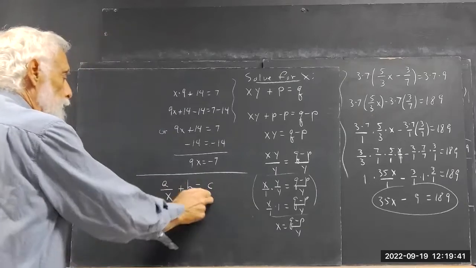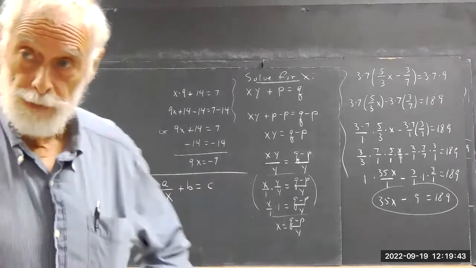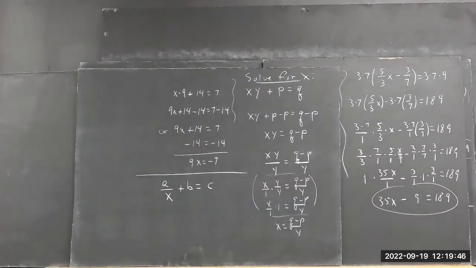These are not your numbers A, B, and C. These are just symbols A, B, and C. They don't have backward apostrophes.